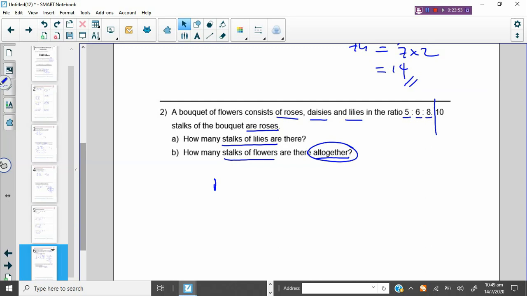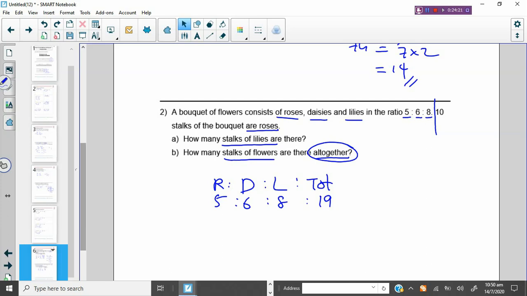So you label roses. So when you solve any ratio problem, you have to remember to label. Okay, label your what is what. So roses is to daisies is to lilies, and there is a total in the ratio. So you have 5 is to 6 is to 8, and the total will be 19. So there are 19 units of flowers altogether.